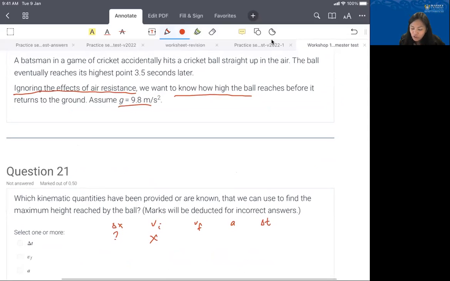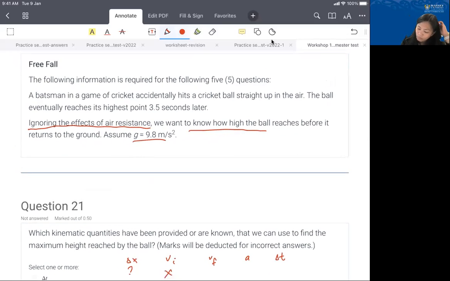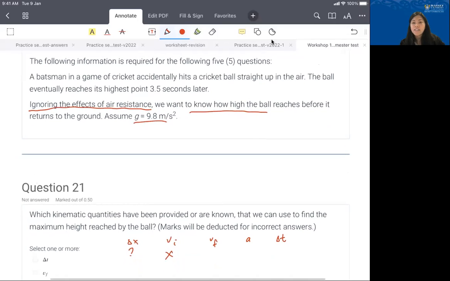Final velocity, do we know the final velocity? What do you think it is? Looking at the problem, there's no number I can pick out explicitly for the final velocity. But what value can I put as the final velocity for the ball? 0, right? It says we want to know how high the ball reaches before it returns to the ground, so it's at the maximum height.